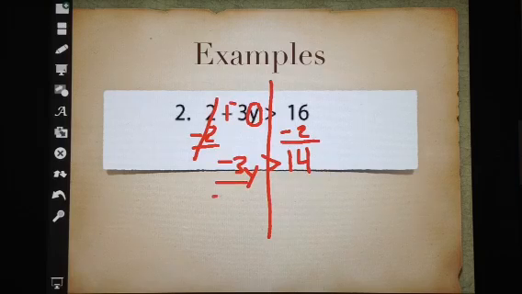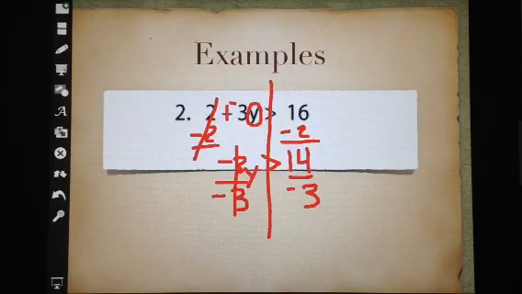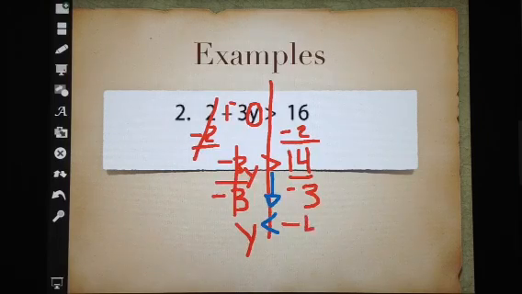And now I need to divide by a negative 3. What happens when I divide by a negative 3? That means I have to flip the sign, as you can see I just did. And then 14 divided by negative 3 gives you a negative 4.6 repeated. Or you can leave it as a fraction if you want to do that on your calculator and mix it, that's totally fine.